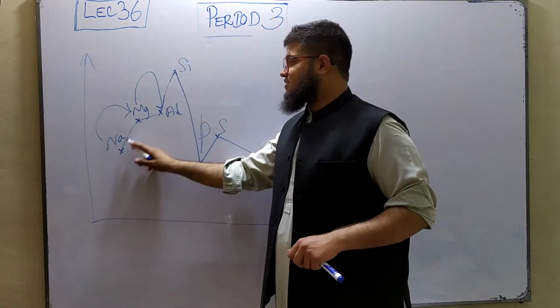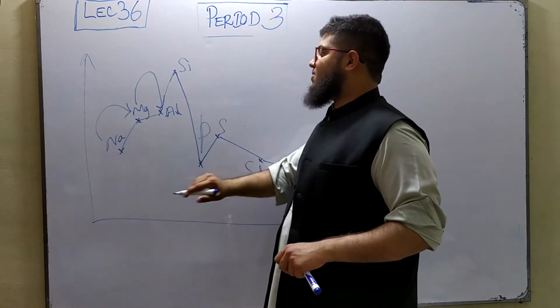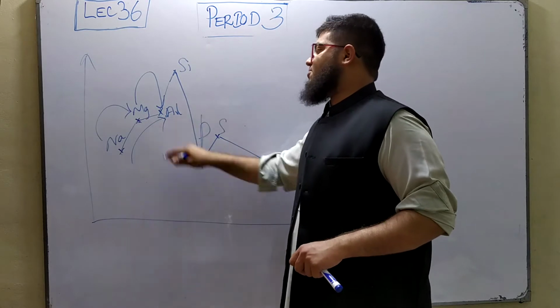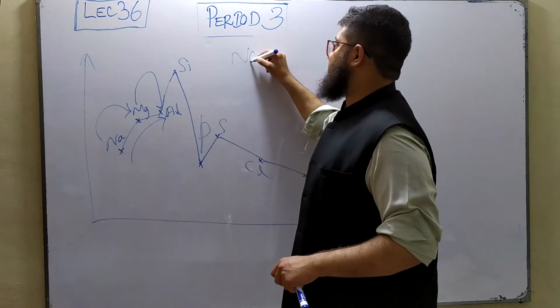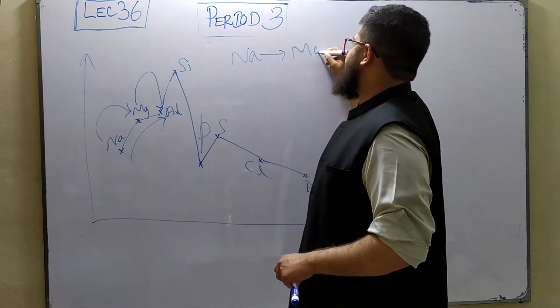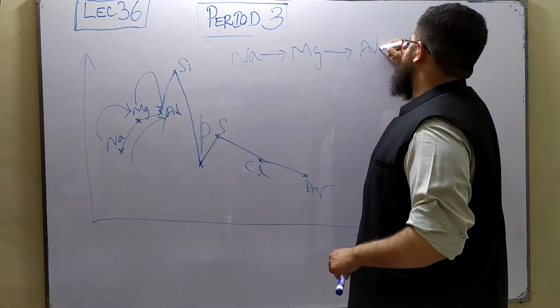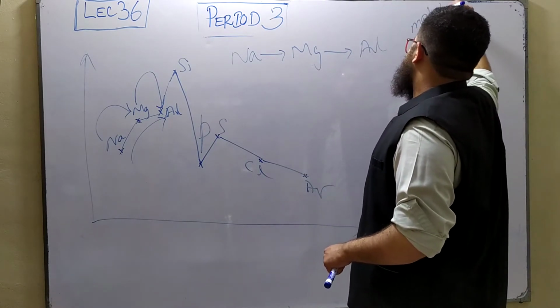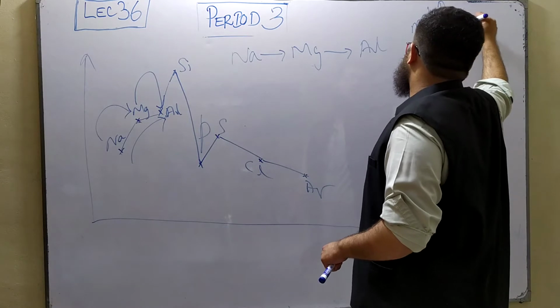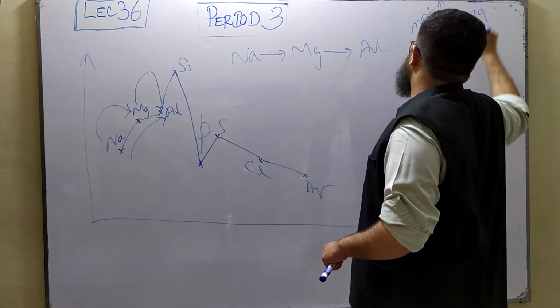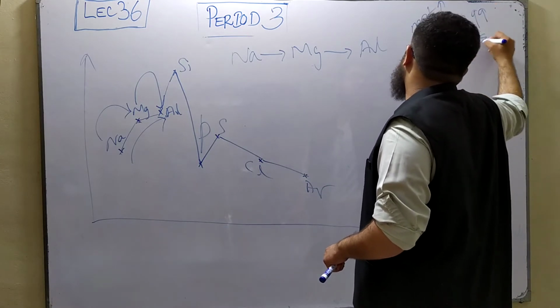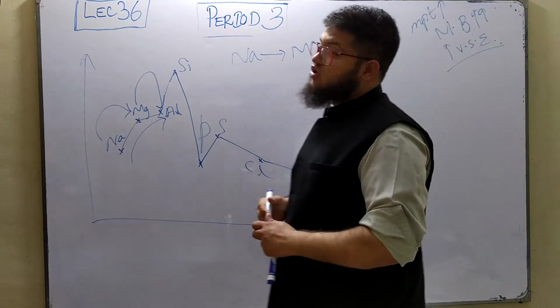If you look at the difference from sodium to magnesium and magnesium to aluminum, there is a gradual increase in the melting point, and of course we've discussed that in the previous lecture. From sodium to magnesium to aluminum, what's happening to the melting point? It's increasing. And why is that so? Because the strength of the metallic bonds is becoming stronger and stronger due to the increase in the valence shell electrons. These are all the key points that you must include in your answers.